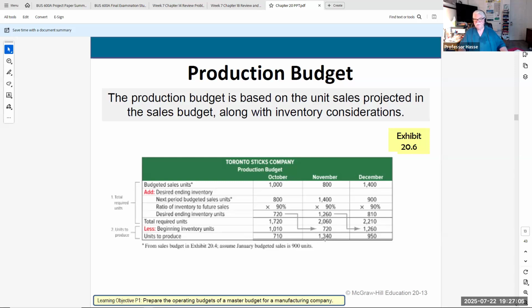This is a big area of budgeting that a lot of people don't think about. We're planning on selling 1,000 units in October, 800 in November. Why don't we just produce 1,000 units, 800 and 1,400? No, because remember, production costs are based on product costs, which are inventory items. Some units stay in inventory, you don't sell them. And if sales pick up, you have to produce more to meet those sales demands. So in production, it's not only the cost of production, but the inventory levels that you have to maintain.